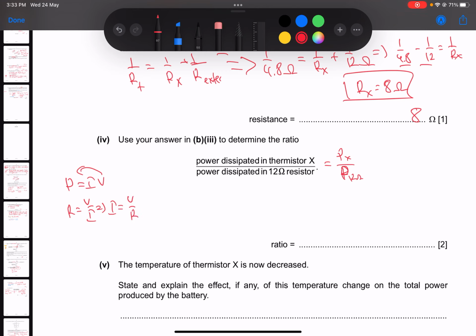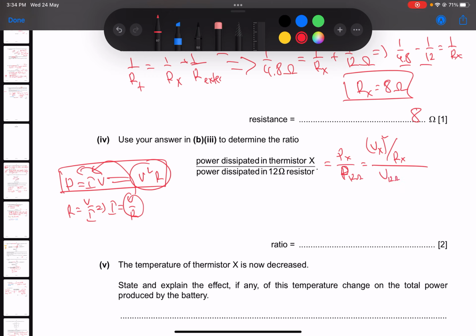Now, instead of I, just put this, because we don't have I here. We have only resistance and voltage, and I'm trying to find power in terms of resistance and voltage only. So it's V squared over R. This is our main formula; you can memorize it or derive it yourself. Power of x would be the voltage of x squared divided by the resistance of x, over the voltage of the 12 ohm resistor squared divided by the resistance of the 12 ohm resistor.